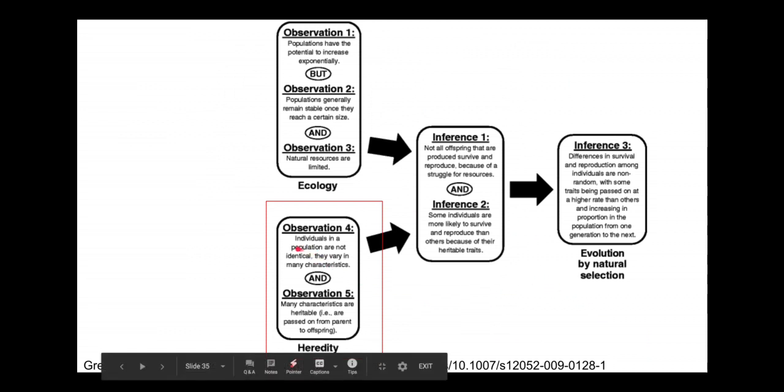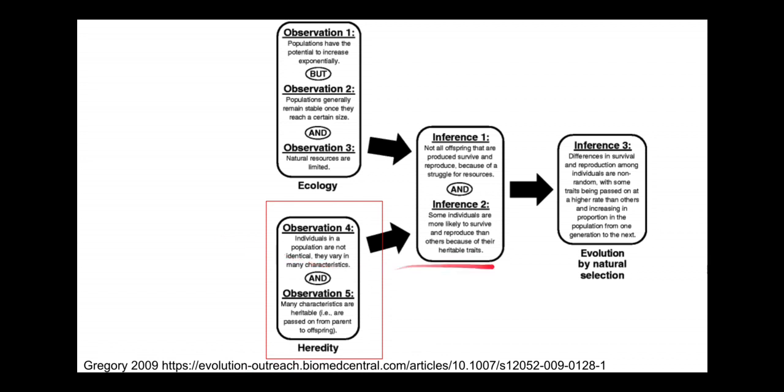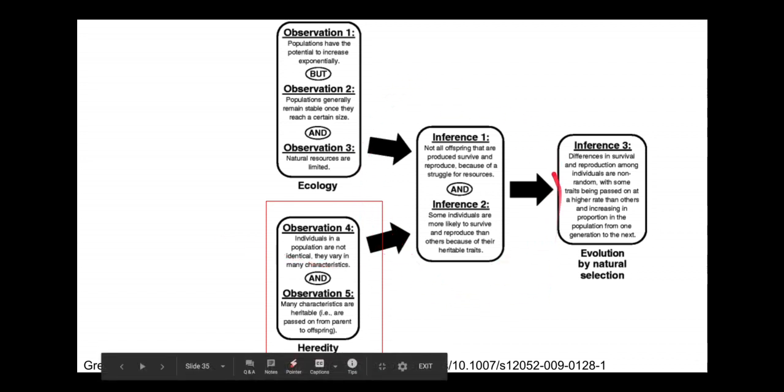So these are the 2 genetics observations that Darwin marshaled, and these are going to come together and be combined with the ecological observations to start to infer the process of evolution, and I'll discuss that in the next video.